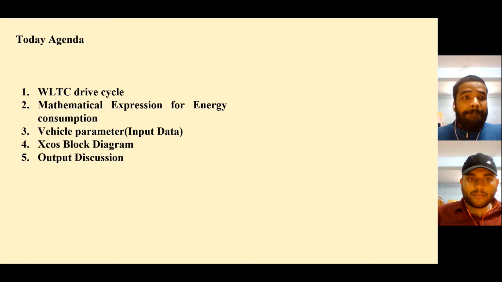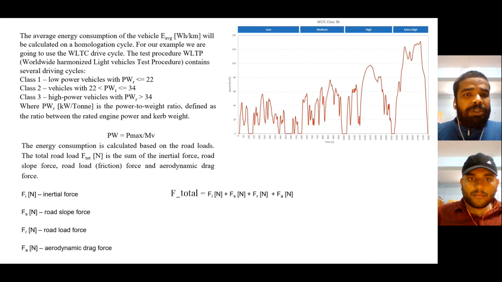discussion. So we can see the average energy consumption of the vehicle, denoted by E average, will be calculated on the homologation cycle. For example, we are going to use the WLTC drive cycle. When our vehicle is moving on the road, it consumes some energy. That energy we are going to calculate today by using SCILAB.